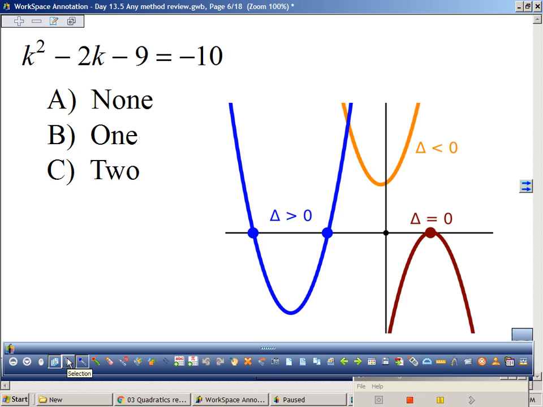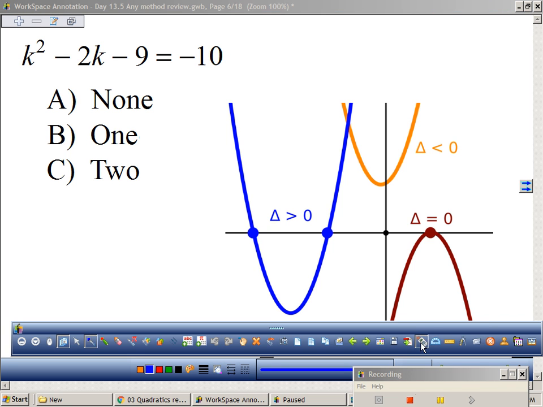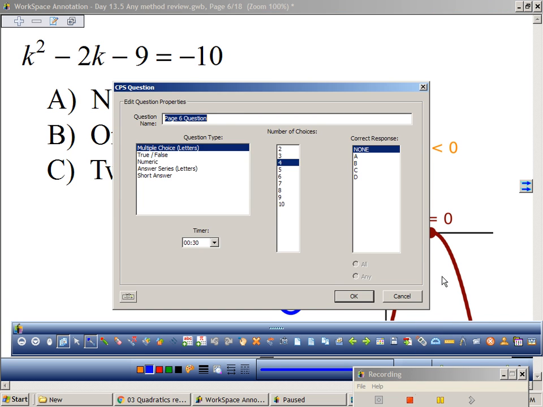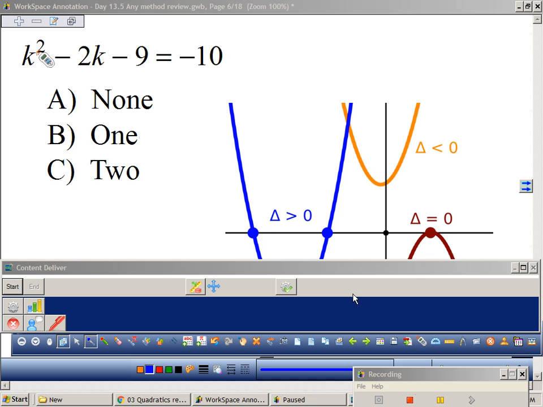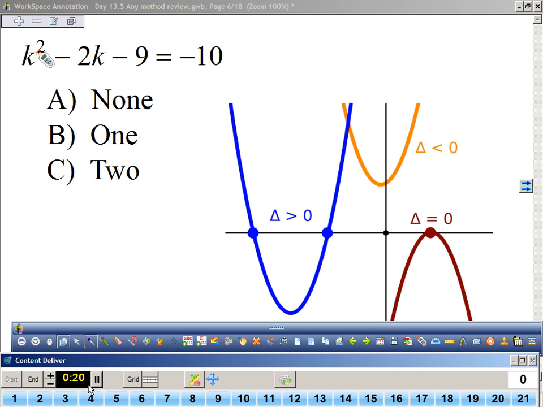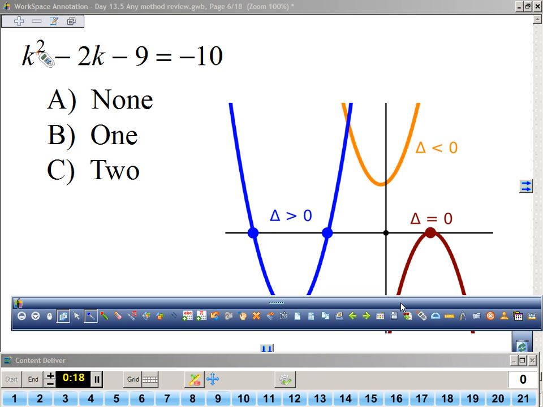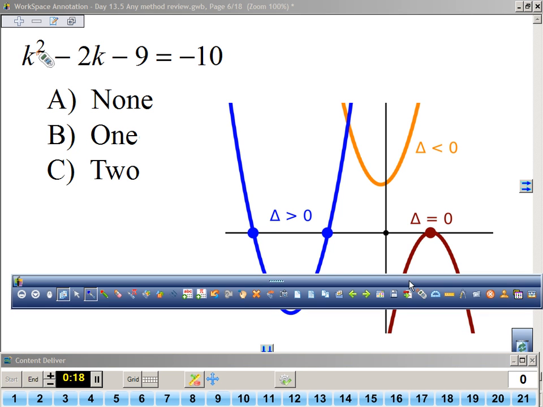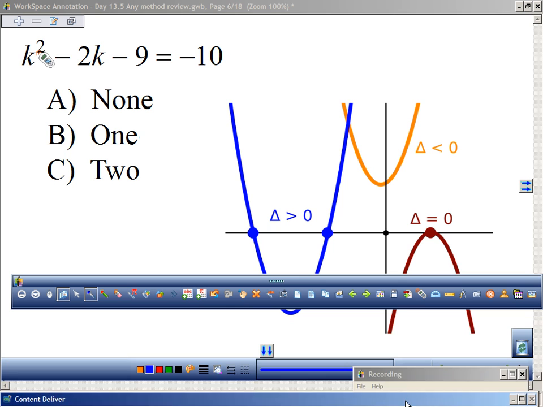Got it. Look at my pretty picture. So here's one. When it's greater than 0, it's 2 roots. When it's less than 0, it's no roots. And when it's 0, it's 1 root. Do that one for me. I'm going to start your clickers. 20 seconds. I'm done. I got it. Huzzah.